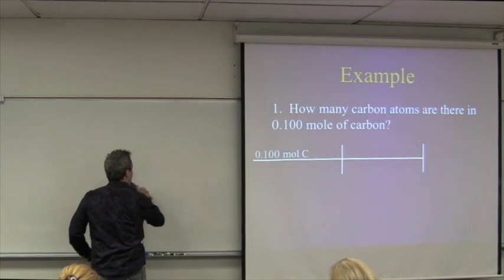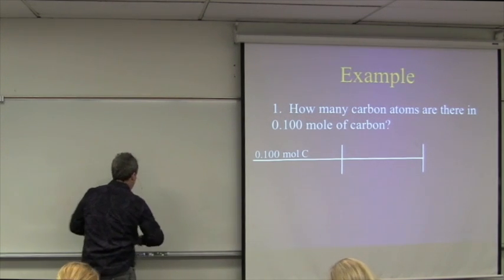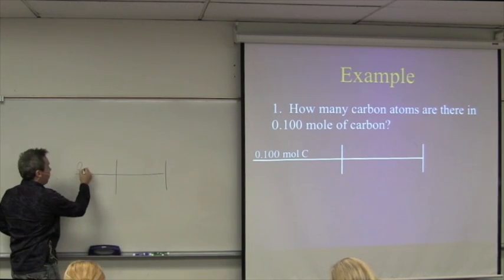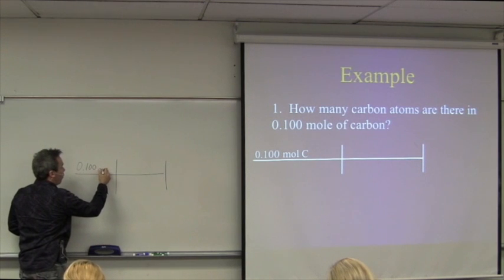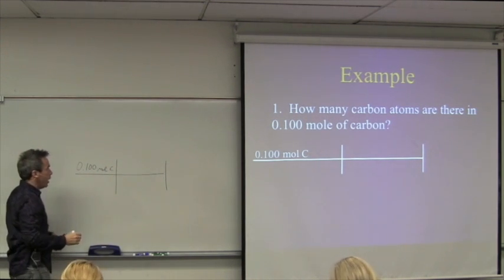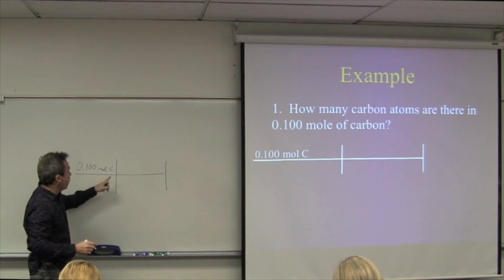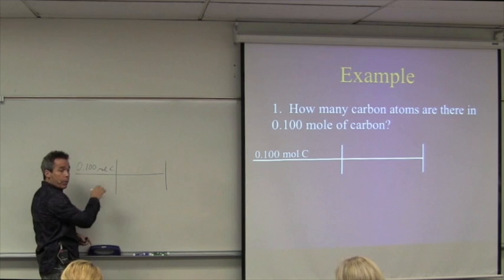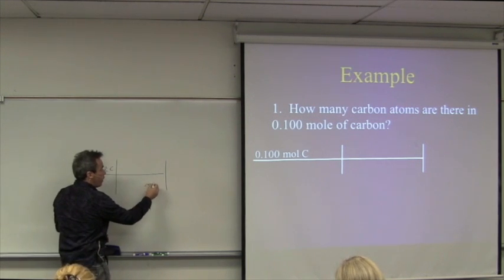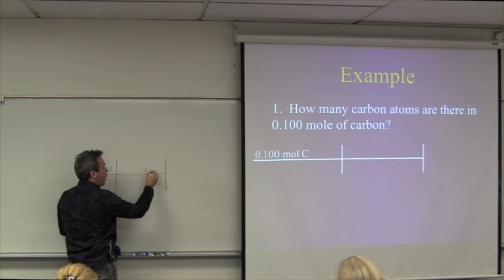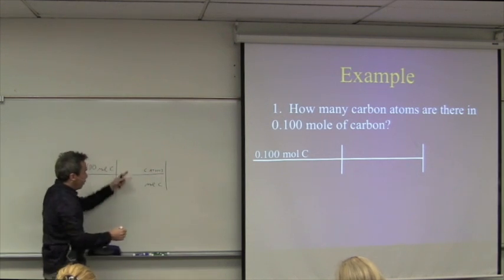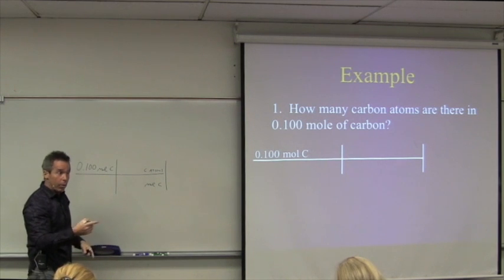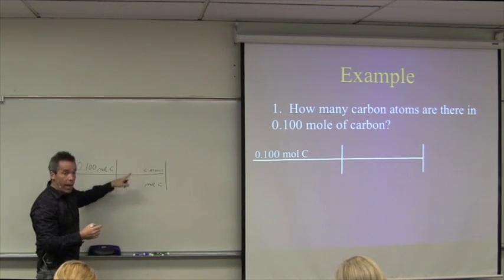And before I do this on the screen, I want to just show you an intermediate step here. 0.100 moles of carbon. Now, I know I want to convert from moles of carbon to carbon atoms. That's the question. So I won't even worry about the numbers right now. I'll just put the units. I know I want moles of carbon here, and I want to convert to carbon atoms here. Now this tells me I need to know the relationship between moles of carbon and carbon atoms. That's Avogadro's number. Where do I put the 1, with mole or with atom?